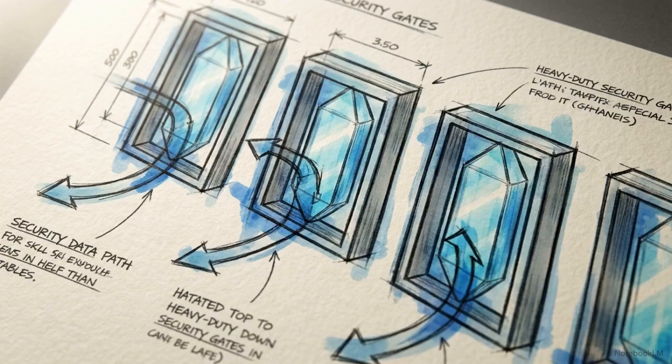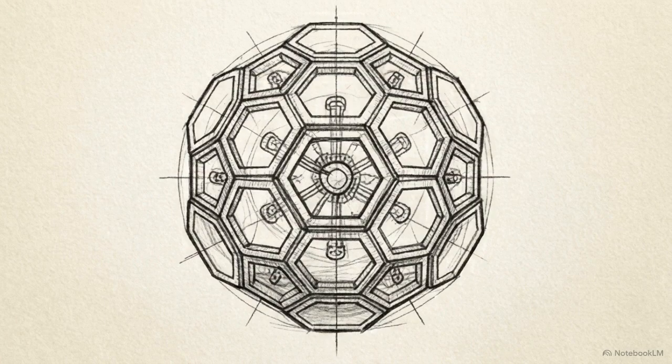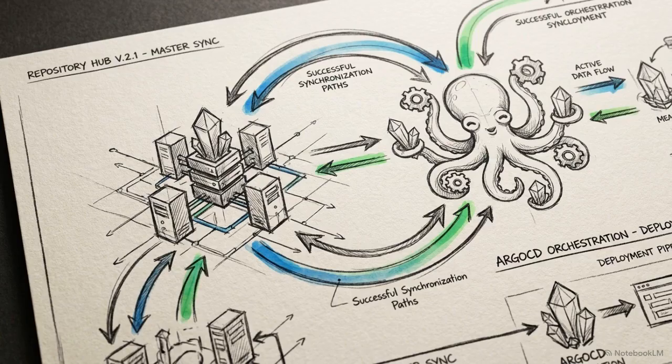These automated gates act as a ruthless filter. They ensure that bad dependencies or misconfigurations are caught and contained right here in the repository before they ever reach your live cloud environment. Now we need to sync those approved manifests to the cluster.